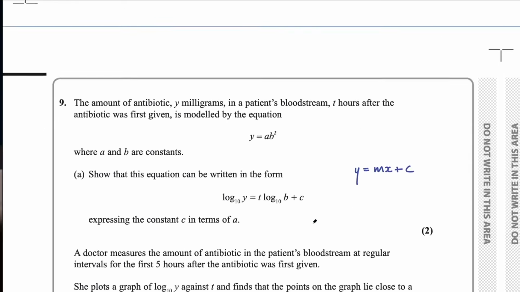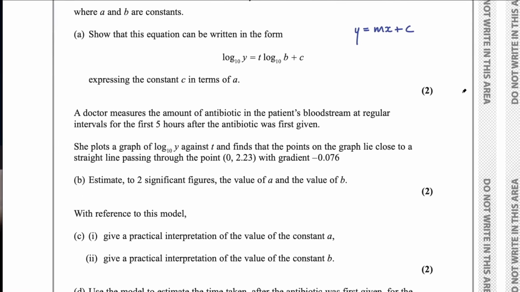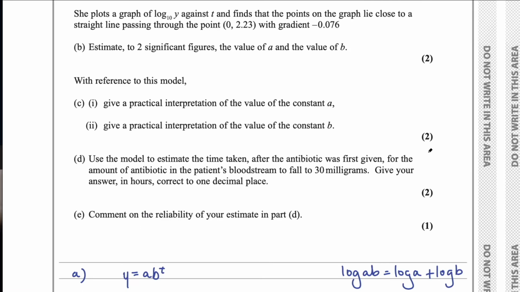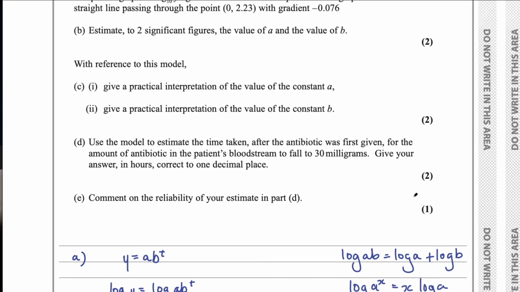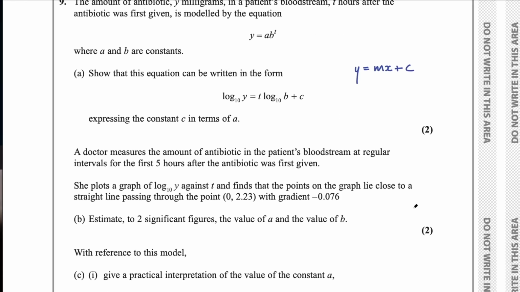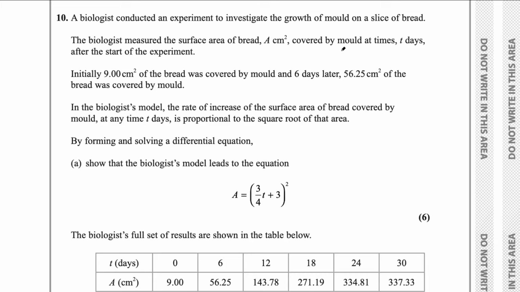For question 9, part A was 2 marks, part B was 2 marks, part C was 2 marks, part D was 2 marks, and part E was 1 mark. We are up to question 10.